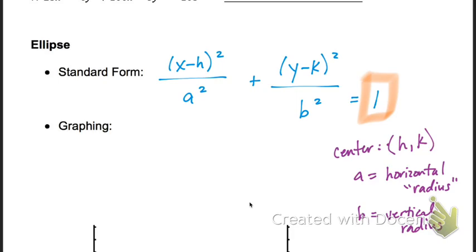So basically, we're gonna draw a horizontal ellipse where it's like short and fat, and then we're gonna draw a vertical one where it's tall and skinny. And that just depends on if your A is a larger number or if your B is. If you have a larger A number, then it's gonna be a horizontal ellipse. It's gonna be short and fat. And if you have a larger B number under the Y, then it's gonna be tall and skinny.